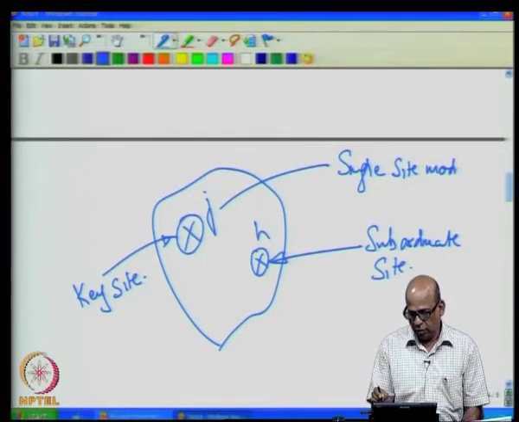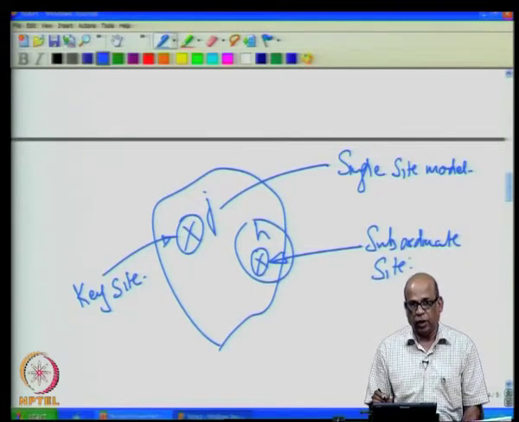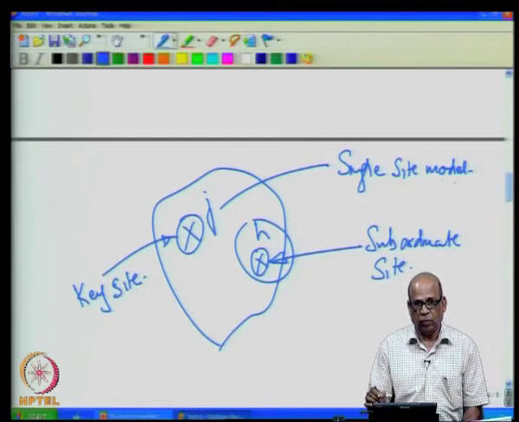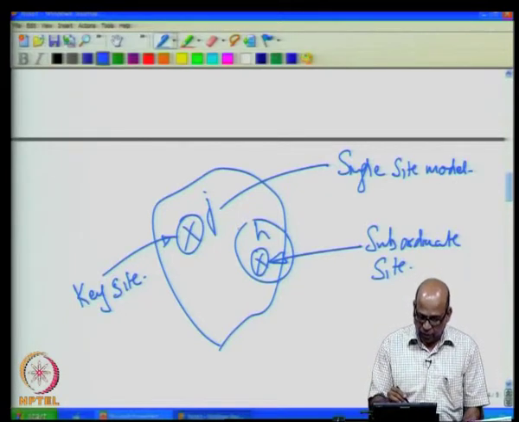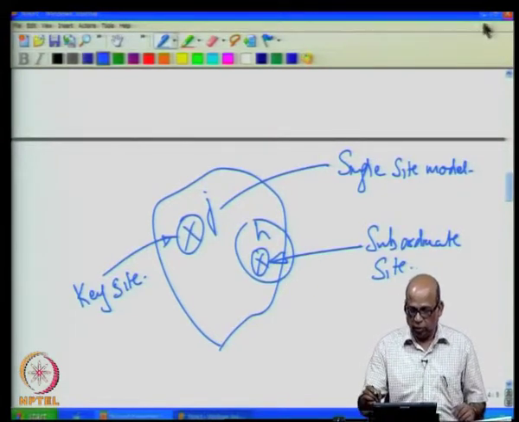We use the single site model and generate the data on this, and then when we come to H, the subordinate site, we use the generated data on the key site, which is done using the single site model. We use that and then build the cross correlations and develop the model for this. So, this is what we are doing now.